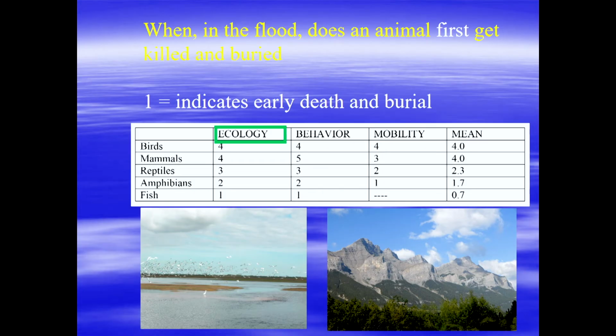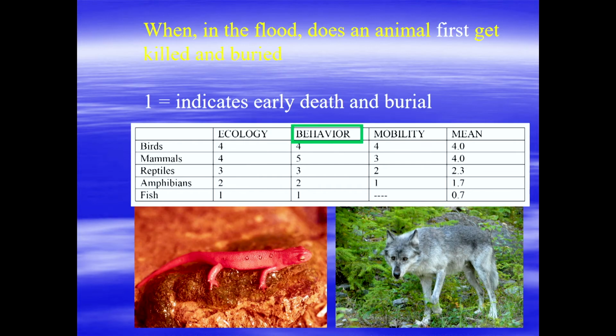You've got others living up here in the mountains. Which of those is more likely to get buried first? Well, certainly the ones living here and not those here. So ecology will affect it. Behavior can affect it. If a catastrophe comes, which is more likely to react appropriately and survive? This one or this one?